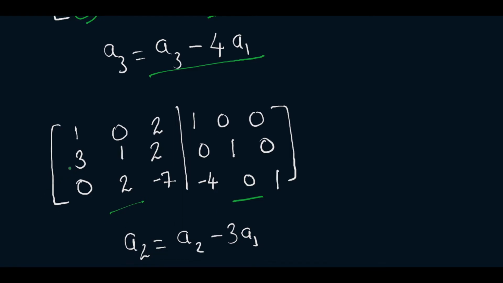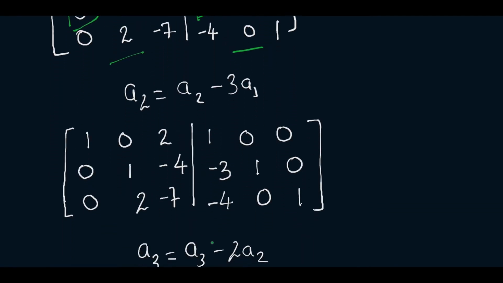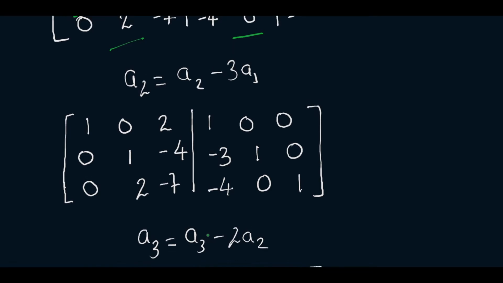Now our second operation will involve removing this 3 and making this 0. So this will change this 0 to -3. So this was our second row operation, and we have changed the identity matrix here, and we have got two zeros here.